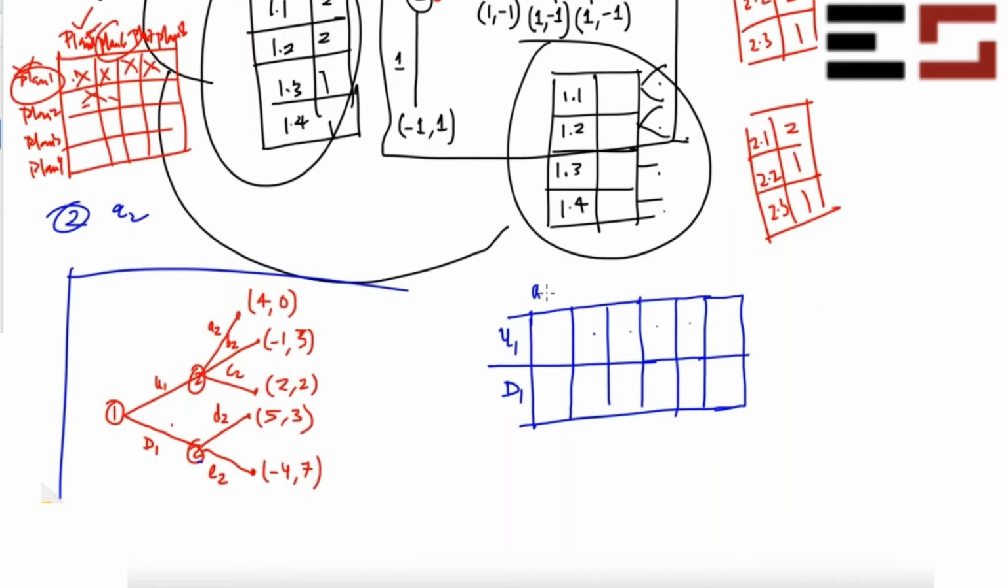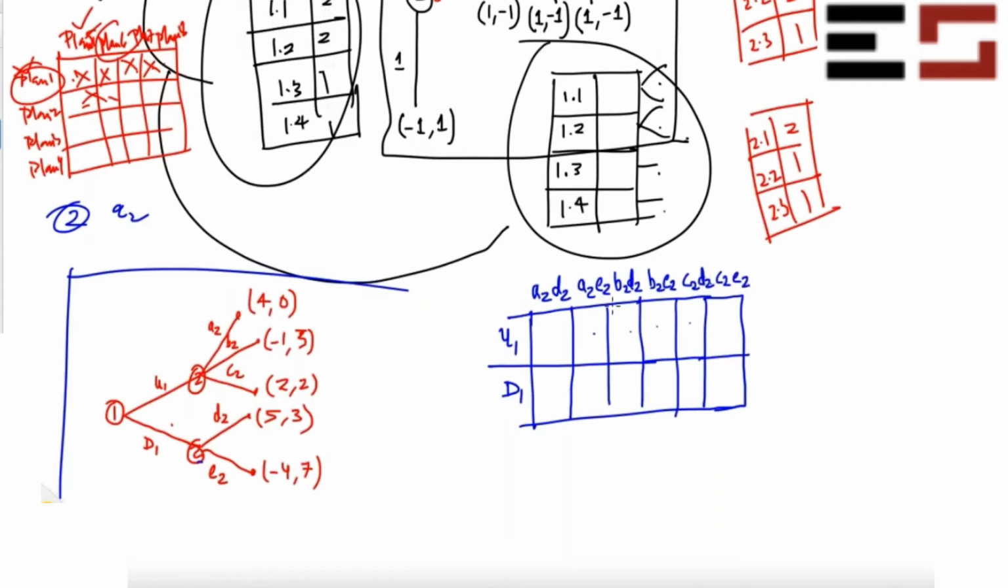A2 D2 is one example. What are the other examples? A2 E2. Then B2 D2. Then B2 E2. Then C2 D2, and then finally C2 E2.